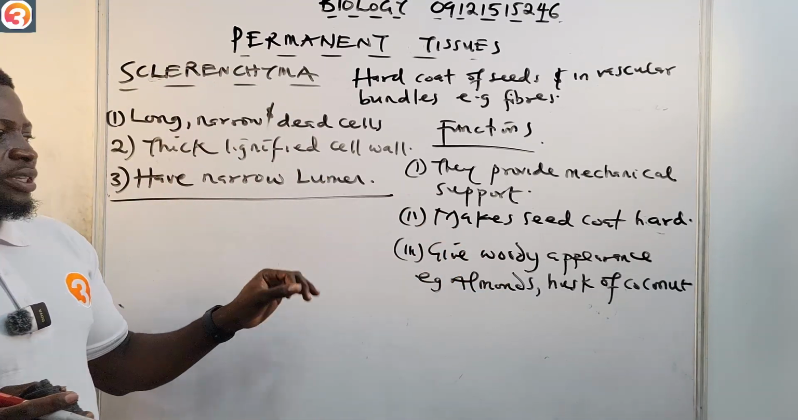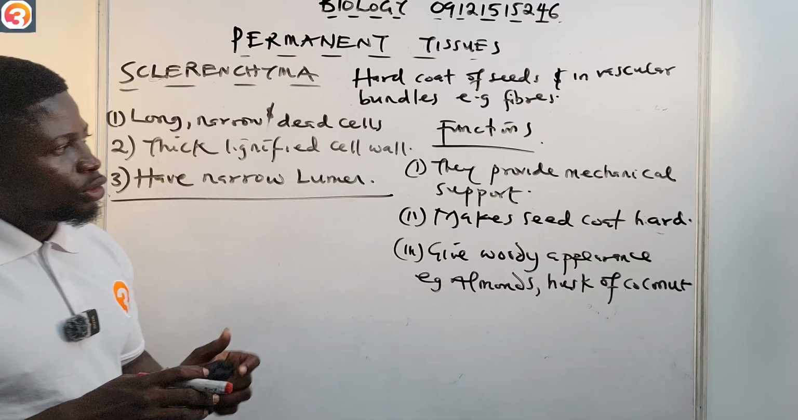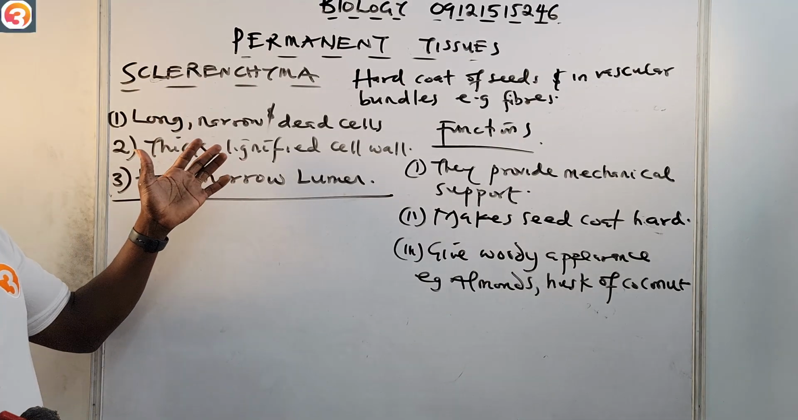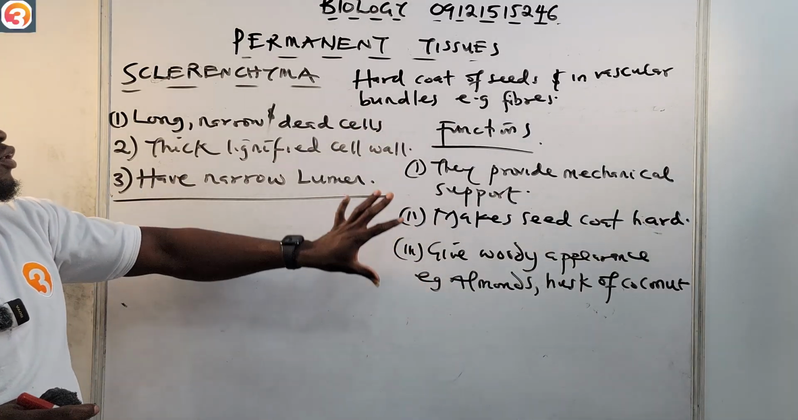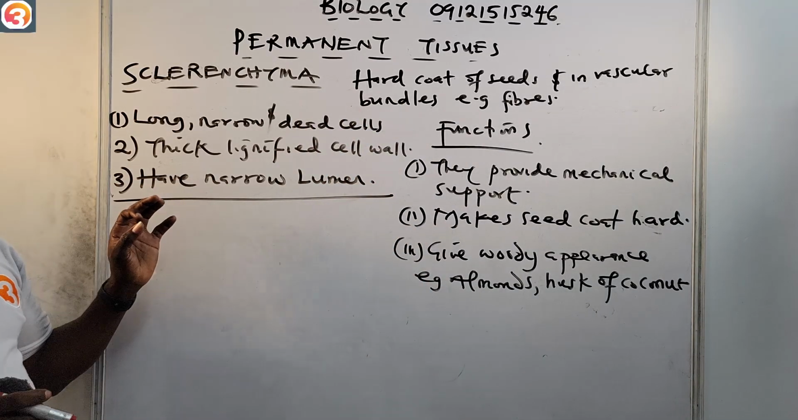For example, as seen in what? In almonds and husks of coconut. So these are the characteristics, this is the location, and these are the functions of sclerenchyma tissues.